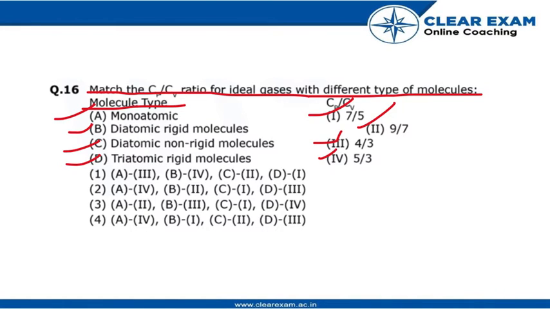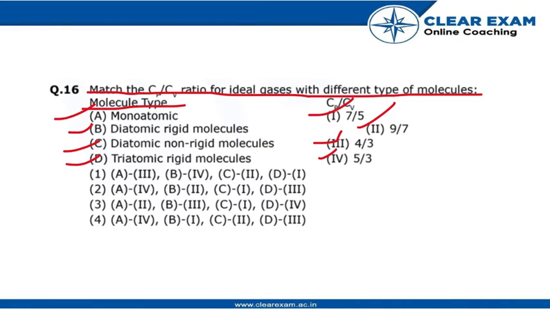In the first column, we have been given the first item as monoatomic. We know the Cp by Cv value is calculated for monoatomic as 1 plus 2 by 3, that is 5 upon 3. Now the second molecule type is the diatomic rigid molecule. For this type of molecule, the Cp upon Cv value is 1 plus 2 upon 5, that is 7 by 5.